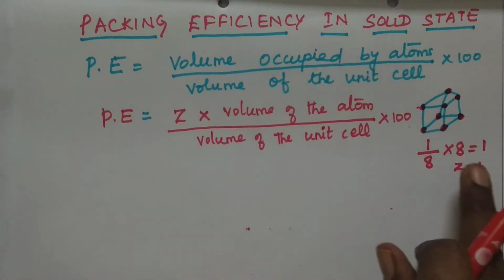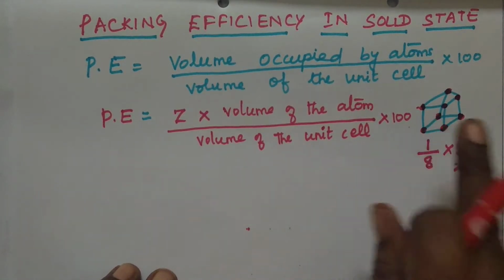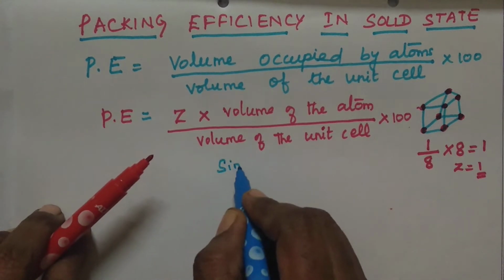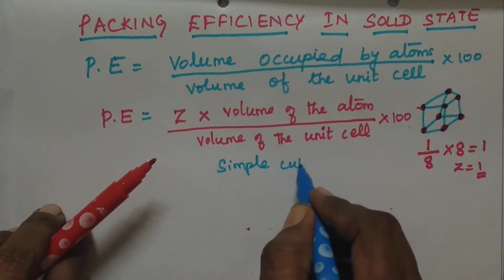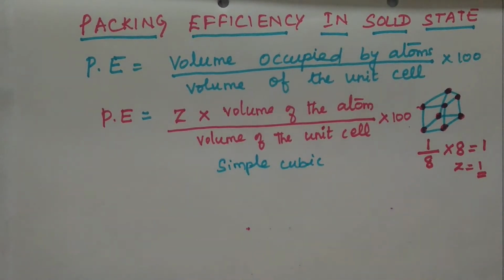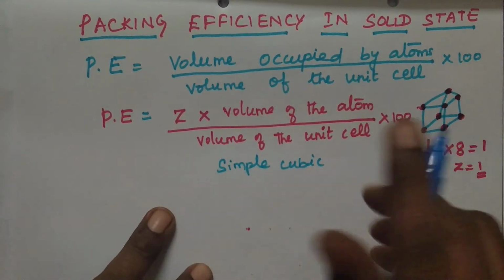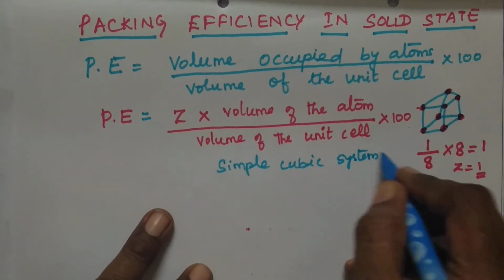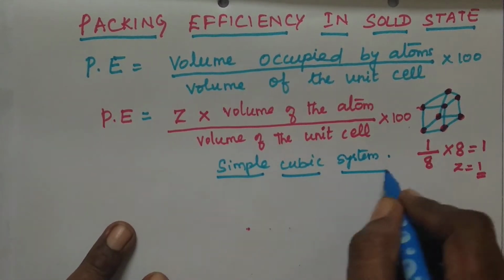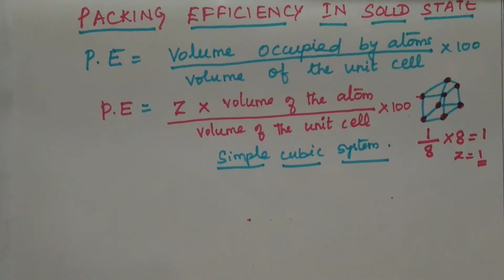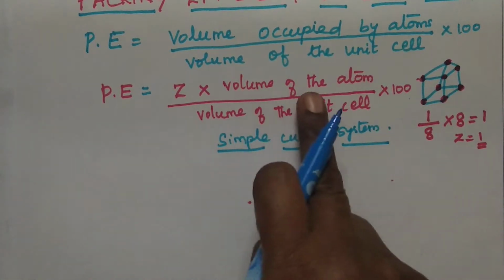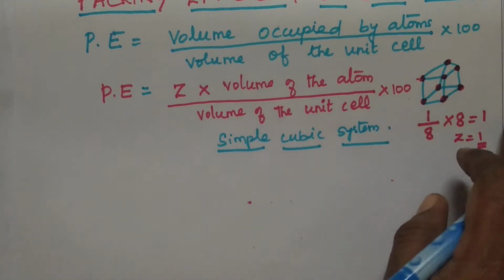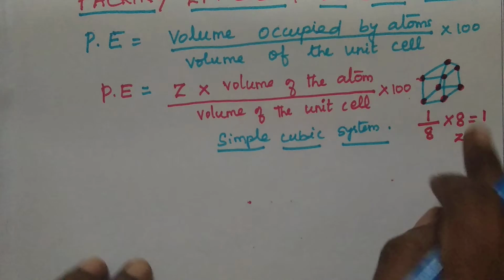Okay, so here we have calculated for cubic system, simple cubic system. So let me write down for simple cubic system or cubic unit cell, or primitive unit cell. For this, how to calculate packing efficiency? To know about this, we need to know the volume of the atom, right? Volume of the atom is equal to 4/3 pi r cube, we know. 4/3 pi r cube means r we need to calculate.